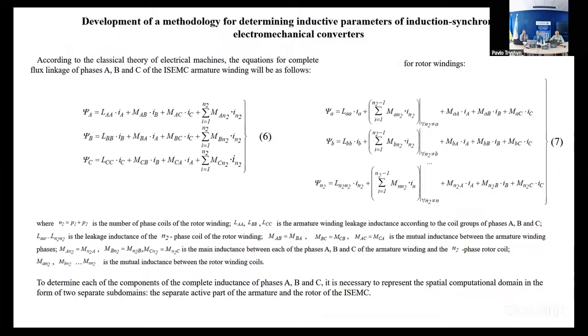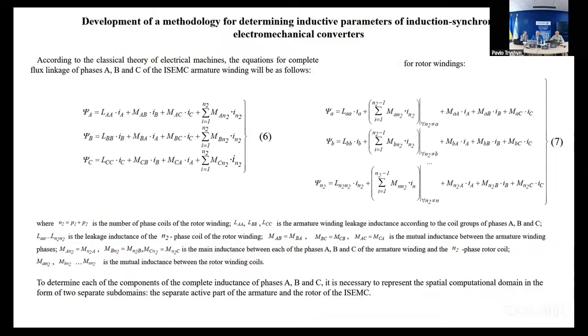To determine all the components of the inductances of the armature and rotor windings of the electromechanical converter, we will compose the equation for the complete flux linkage of the windings. According to the classical theory of electrical machines, the equation for complete flux linkage of phases A, B, and C of the induction synchronous electromechanical converter armature winding will be as below. This is described with the help of equation number 6, and also for rotor windings with the help of equation number 7.